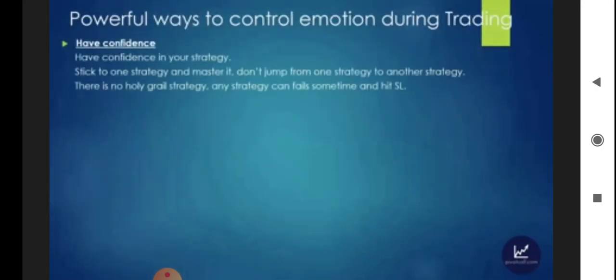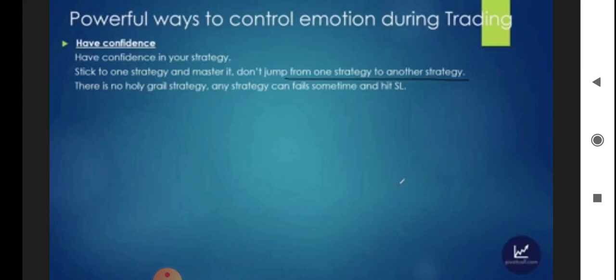Have confidence in your strategy. You should stick to one strategy and master it. Don't jump from one strategy to another. This is something very common with a new trader. When he starts trading and applies some strategy, if that strategy is working and giving him profit, he thinks that strategy is the best in the world. And the moment that strategy fails and hits his stop loss, he thinks that strategy doesn't work.